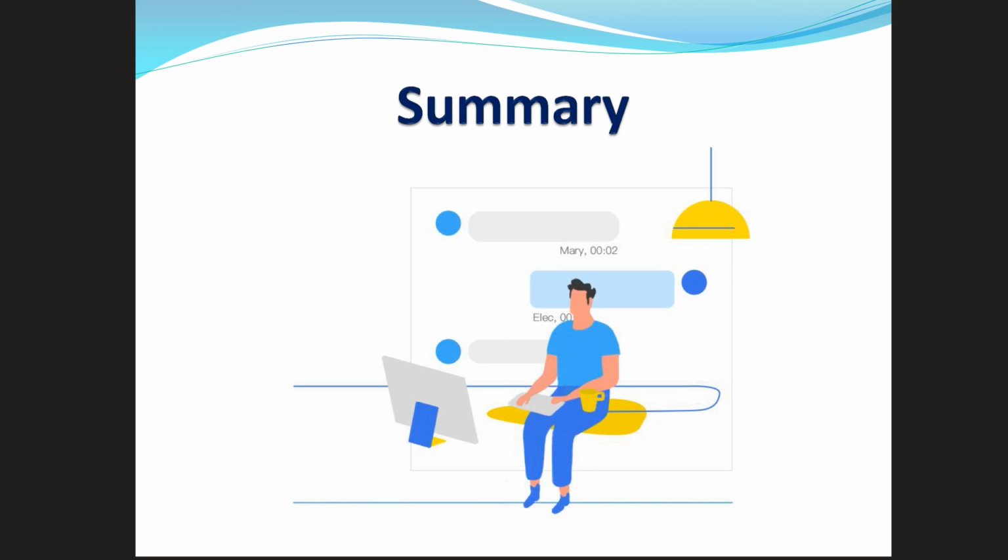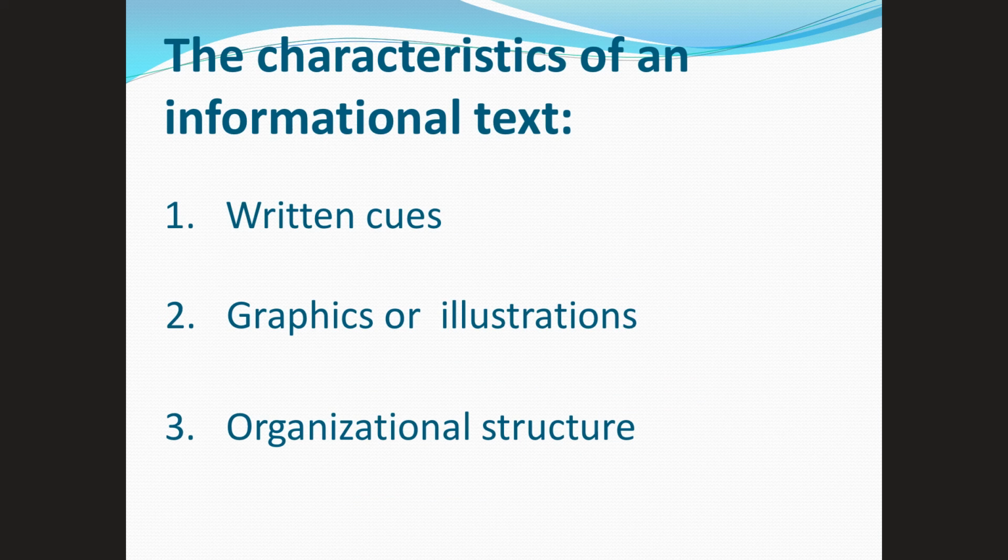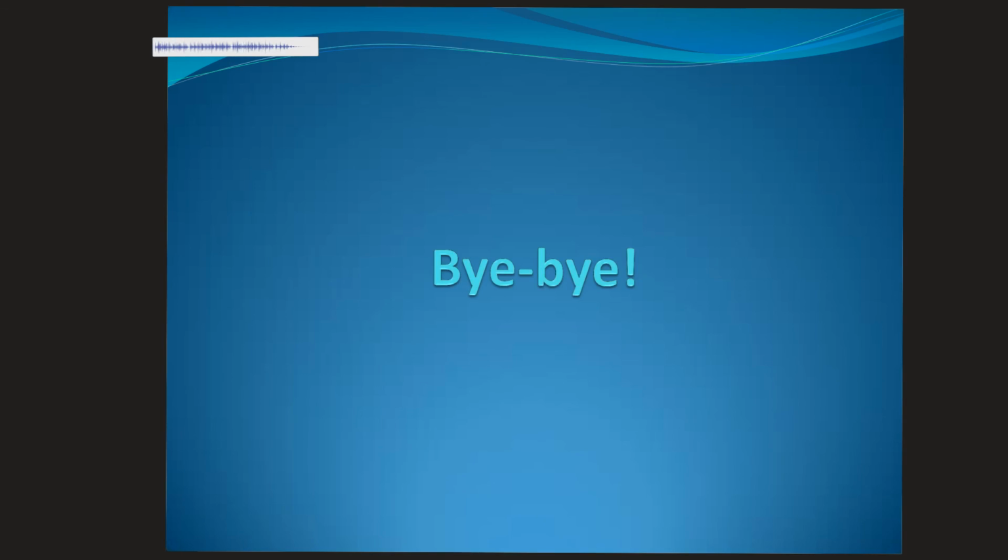At the end, let's have a summary. An informational text contains a number of features that make it easier for readers to understand the text. In the last video, we learned the first two characteristics that informational texts have. In this video, we have talked about the last feature and how to use all the features to help us predict what we will read.